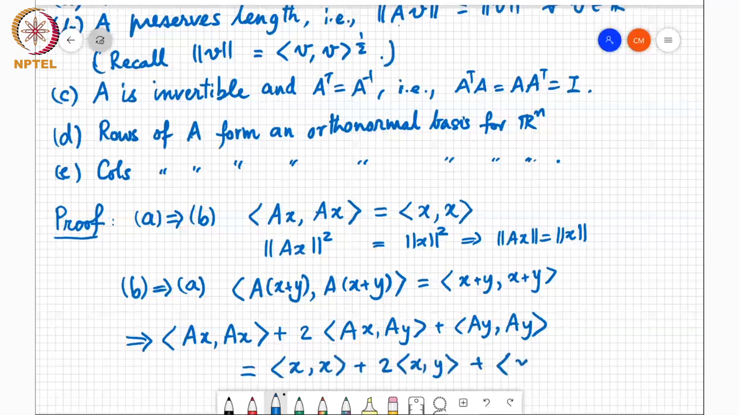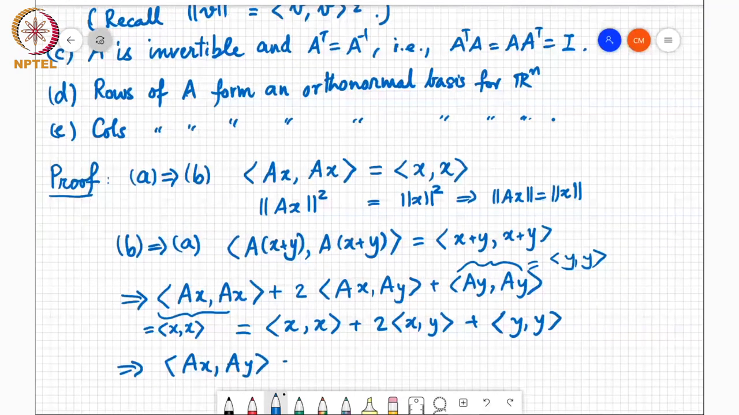Now, once again, I use the property that A preserves length. So this quantity, the inner product between AX and AX, is equal to the inner product between X and X. And this term is equal to the inner product between Y and Y. So this XX will cancel with this XX, this YY cancels with this YY, and the 2 and 2 can cancel, and so you're left with the inner product of AX and AY equals the inner product of X and Y. So it preserves inner products, and so then it is orthonormal.